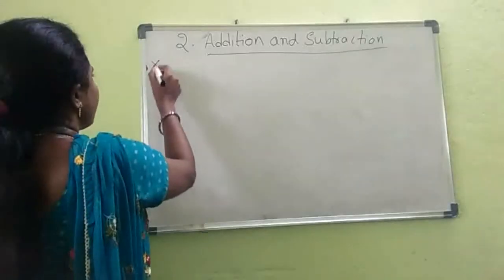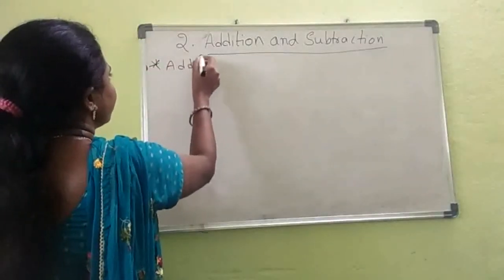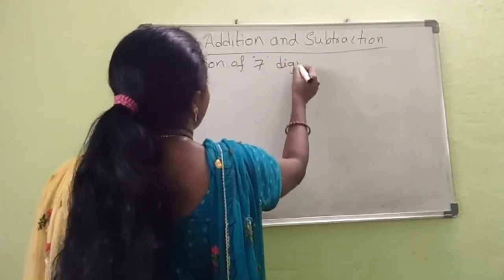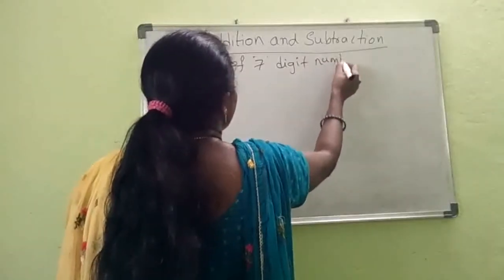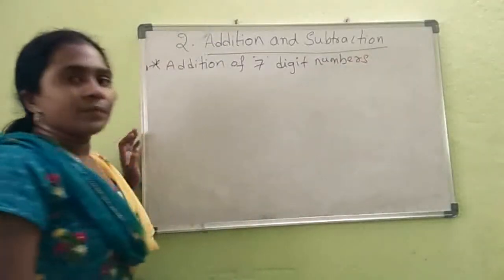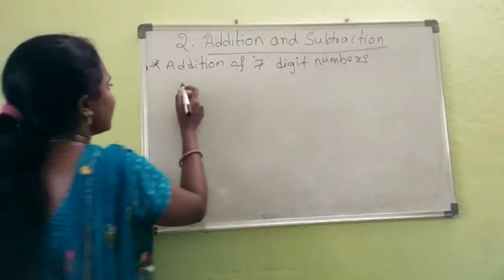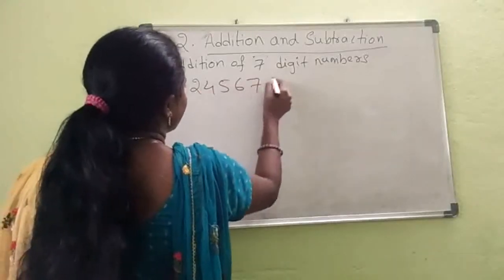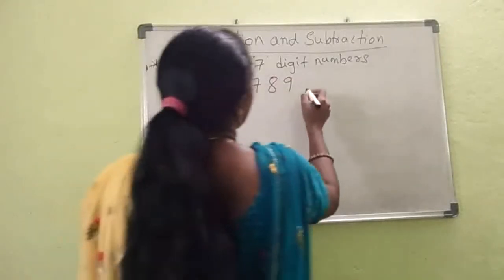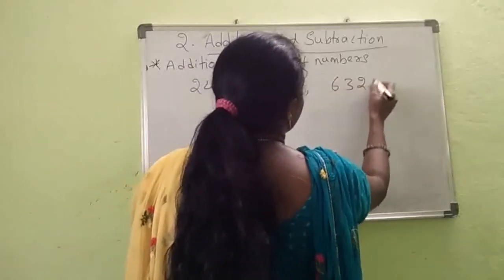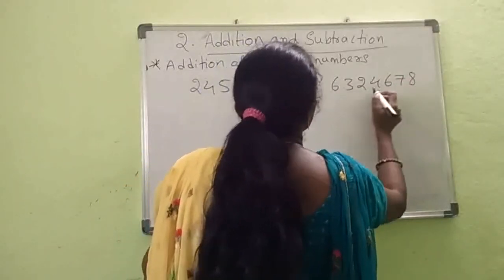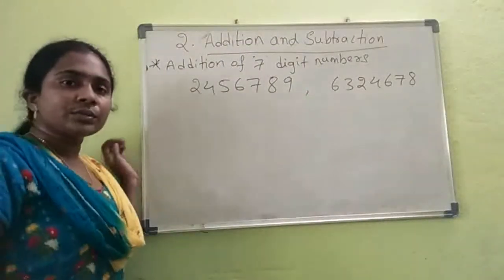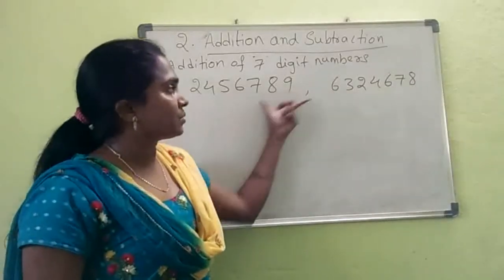So we'll see first, that is addition of 7-digit numbers, right? So I will take an example of two numbers, 7-digit numbers too. Now I take two 7-digit numbers, right? These are the two 7-digit numbers. Now you need to add these two numbers.